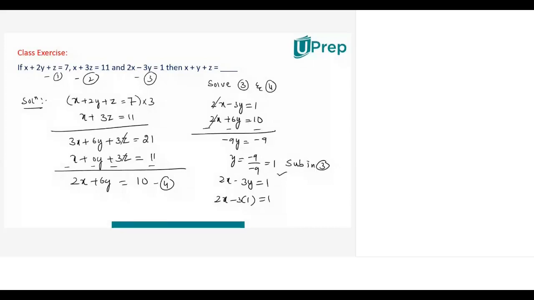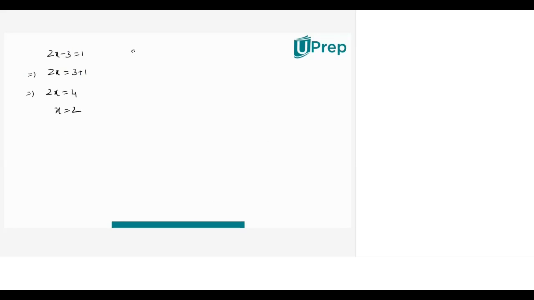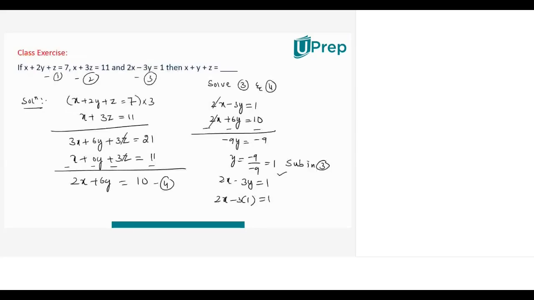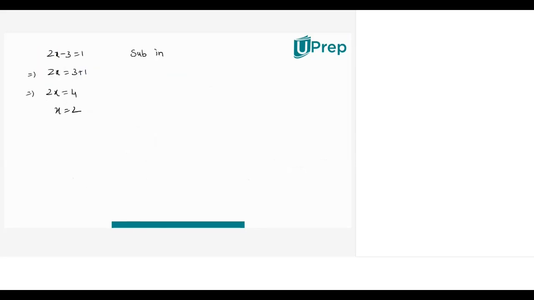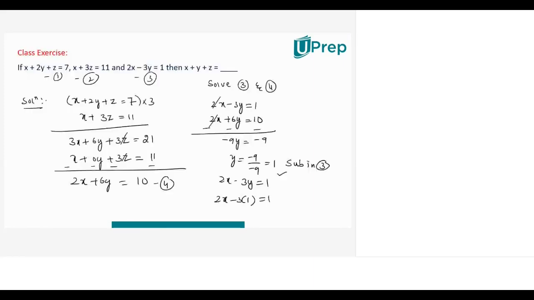Now what do you want? You want z. So obviously you'll substitute these values of x and y in the first equation. To make it easy, we can do it in the second one. That also you can do. Yes, that's perfect. Okay, let's substitute in 2 because you have only one variable, x. That's easy to find.